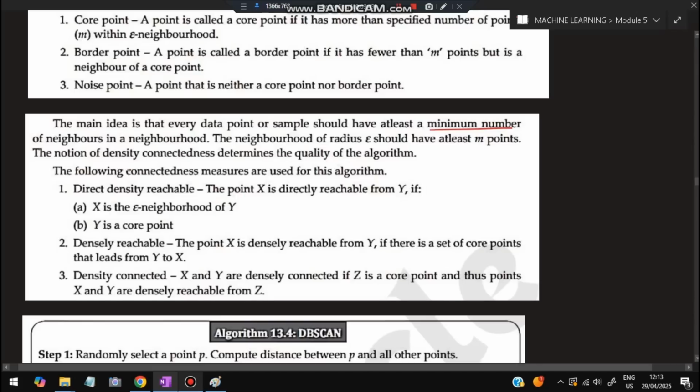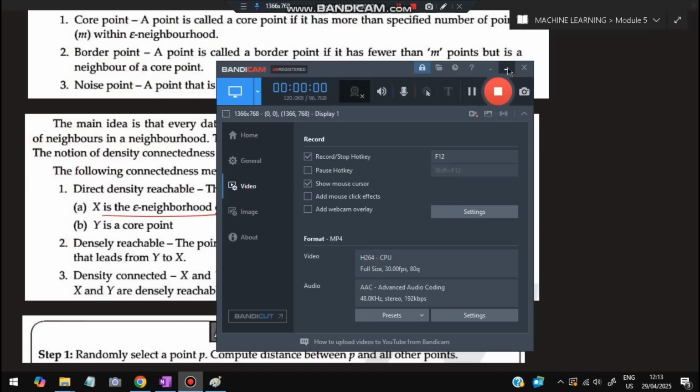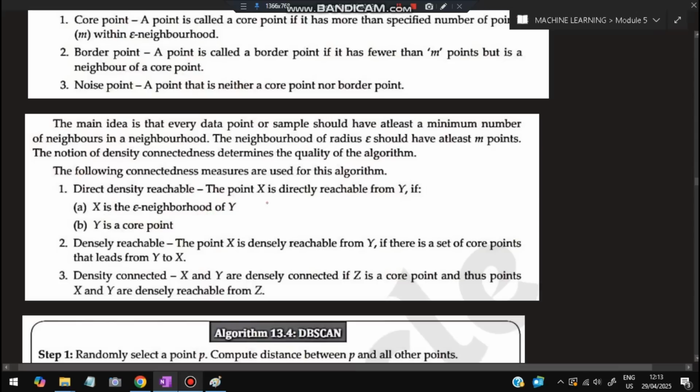The following measures are used: directly density reachable, density reachable, and density connected. Point x is directly reachable from y if it is in the neighborhood of y. That means if x and y are both within the same circle, then x can be directly reached from y, right? So that is direct density reachable.